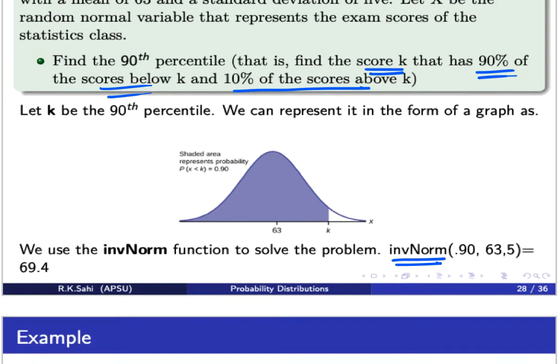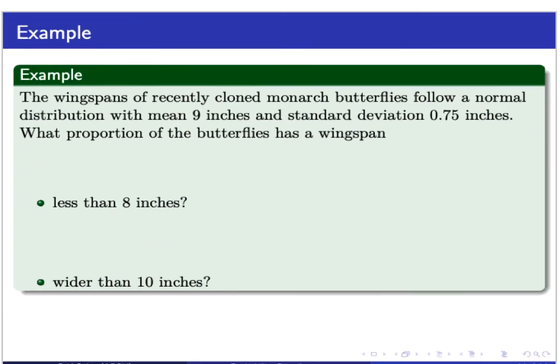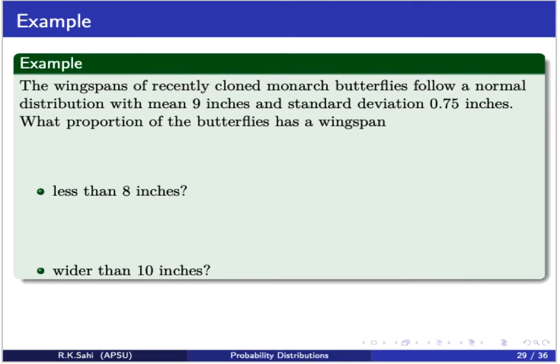Now, a similar kind of example, guys, we'll start with. This is a wingspan of recently cloned monarch butterflies. And we're looking at these monarch butterflies. These are the wingspans. They follow a normal distribution with a mean of 9 inches and a standard deviation of 0.75. Now, we'd like to know what proportion of the butterflies has a wingspan less than 8, wider than 10, and more. But before we do all this, let's write down what we have been learning.